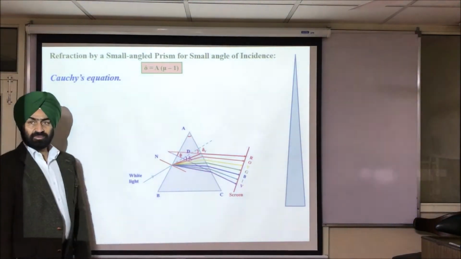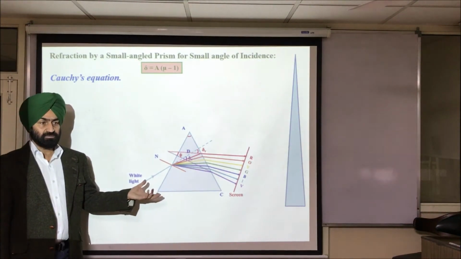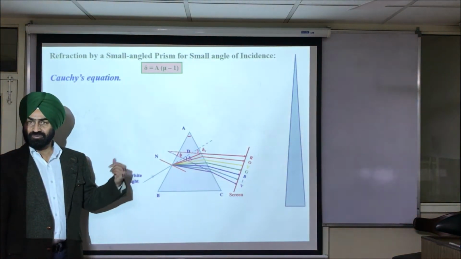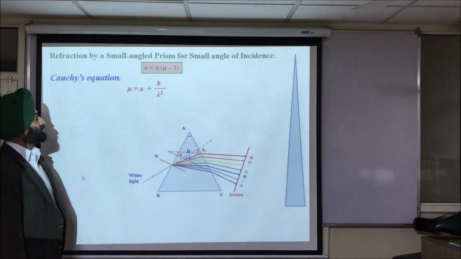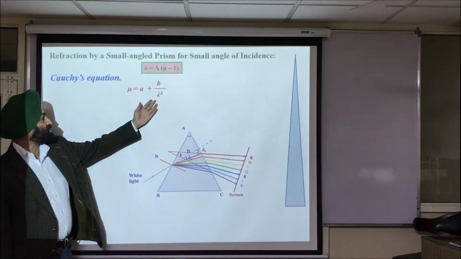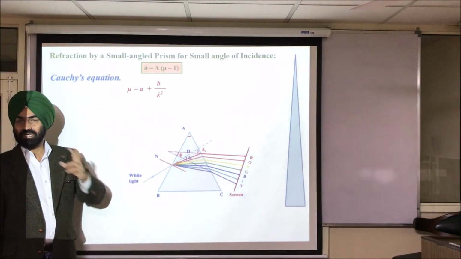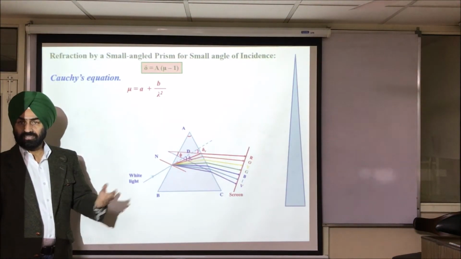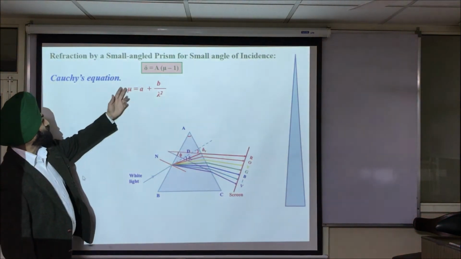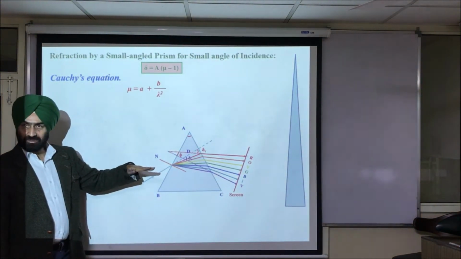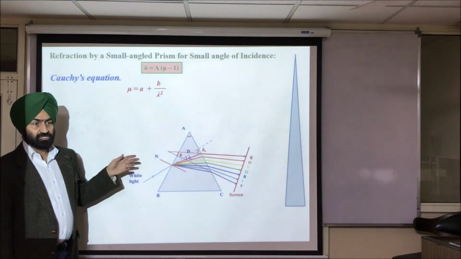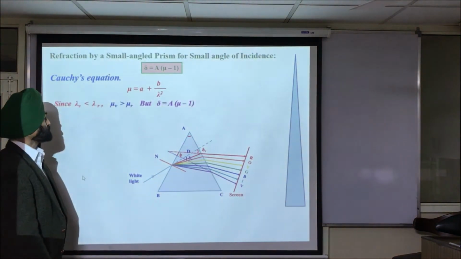Cauchy's equation depicted how refractive index of a prism glass changes with wavelength. What was the formula? A plus B by lambda square. More wavelength means less refractive index. Red color has got highest wavelength, so least value of mu. Least mu means delta is minimum, so red color bends least, violet most. That leads to dispersion of light.